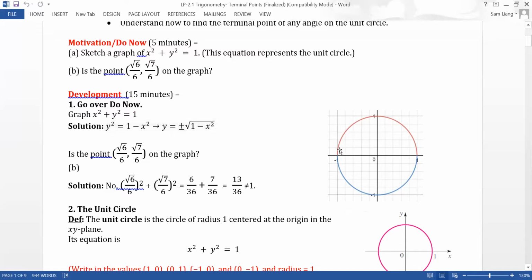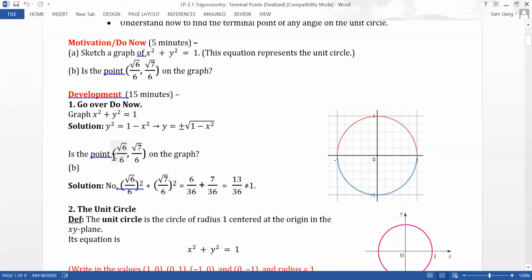Okay, so here I have the Desmos graph of it. In red, you're going to see that's the positive one, so positive square root of 1 minus x squared. And in blue, it's the negative one, so that's negative square root of 1 minus x squared. Okay, but as you can see, the x and y intercepts are negative 1 and 1, right? Negative 1 and 1. Okay, so that's your graph of the unit circle.